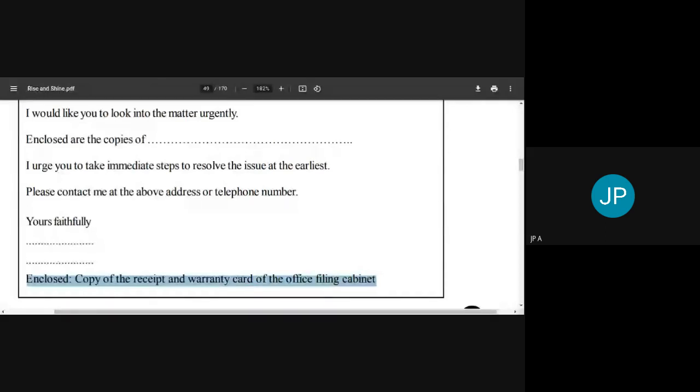So enclosure, we can write like this also. This is the way in which we can write ENCL. Put a colon, then 1 purchase bill, 2. However many items we enclose, we can write 1, 2, 3.